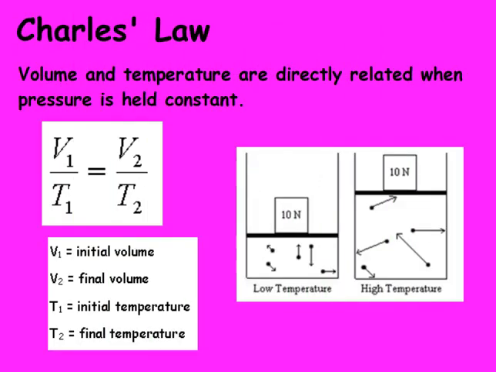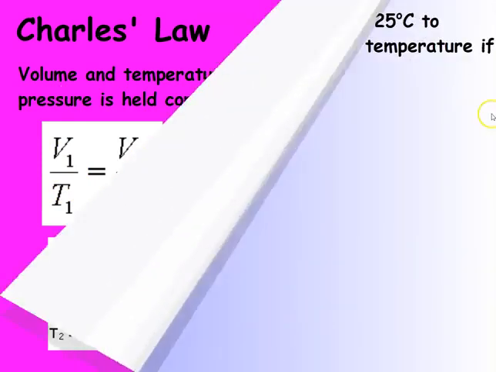So the next guy we have is Charles' law. This one's a little bit different because it says Charles' law is volume and temperature are directly related. So as the volume goes up, the temperature should also go up. They are directly related. So there's my formula. V1 divided by T1 is equal to V2 divided by T2.